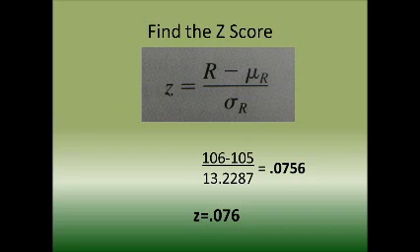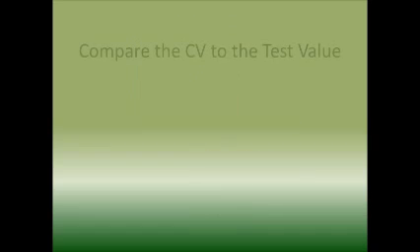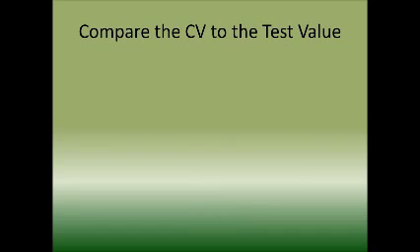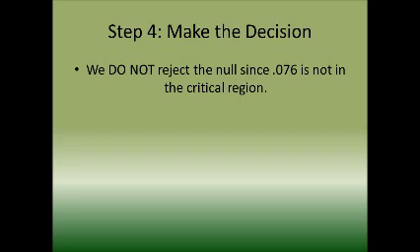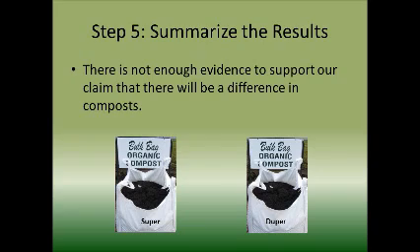When we compare the critical value to the test value, we see that the test value is 0.076. So we do not reject the null because 0.076 is not in the critical region. Therefore, there is not enough evidence to support our claim that there will be a difference in the compost brand. So she can use either the Super Brand or the Duper Brand.